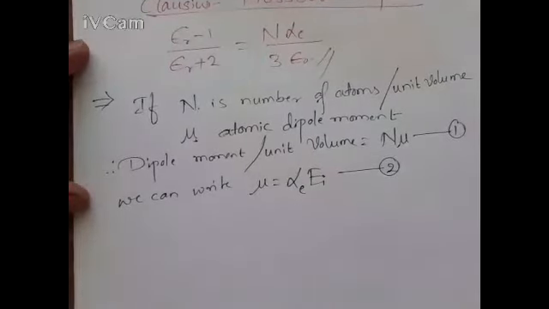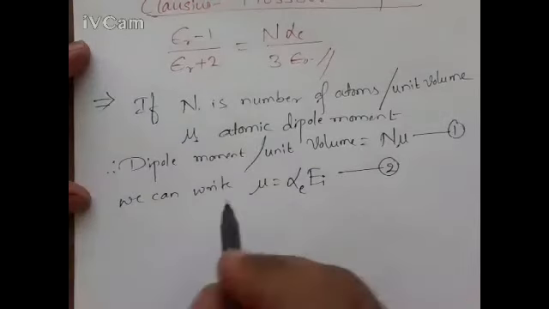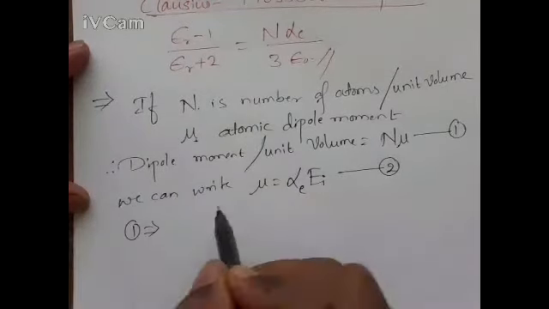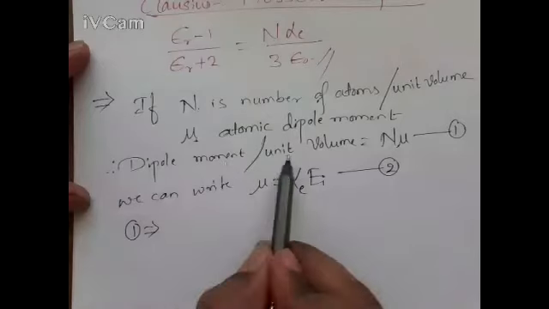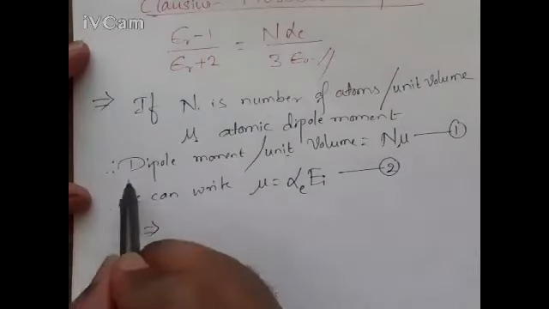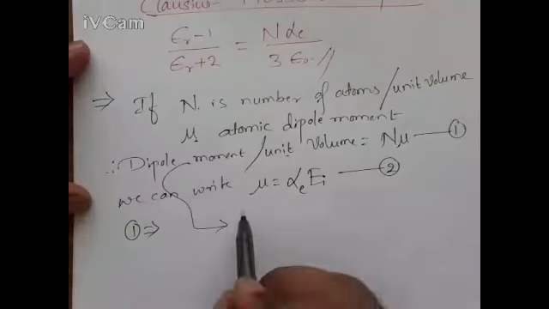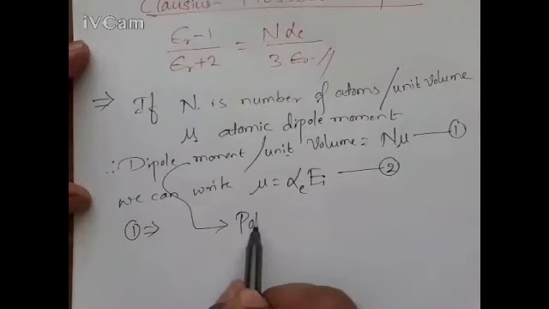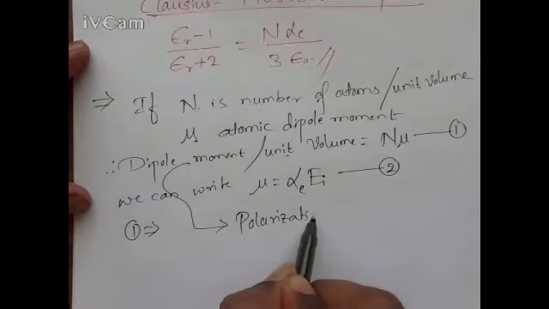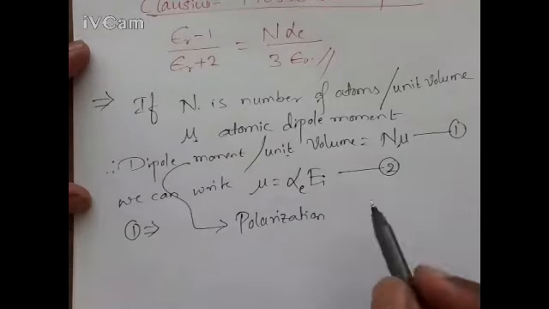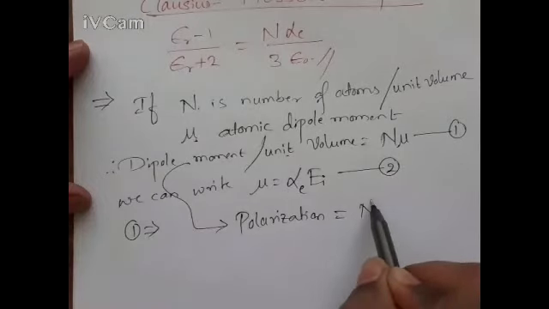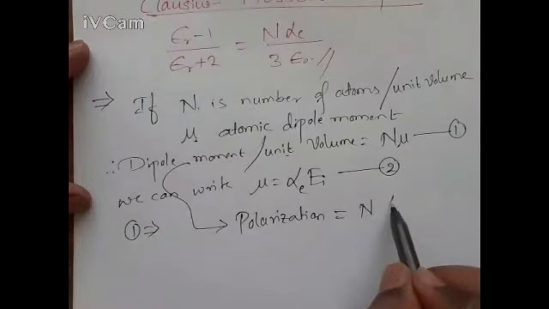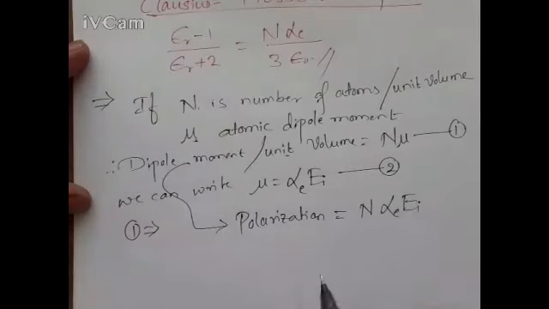Let us substitute this mu in equation number 1, so that the dipole moment becomes the dipole moment per unit volume. What is the dipole moment per unit volume? It is nothing but polarization. Polarization equation will become n, substituting instead of mu, alpha e into Ei.